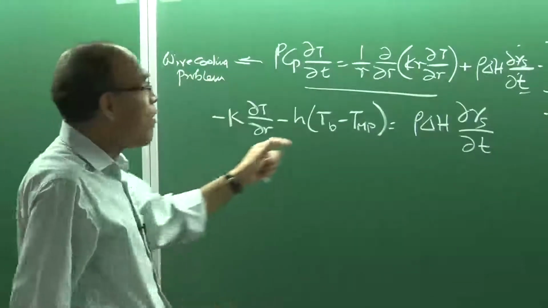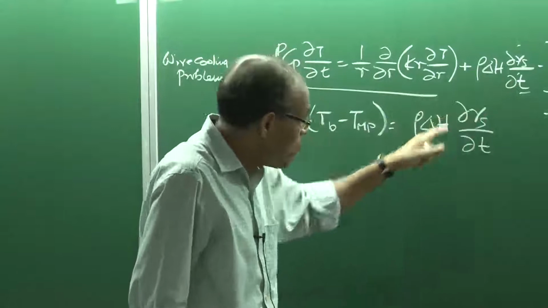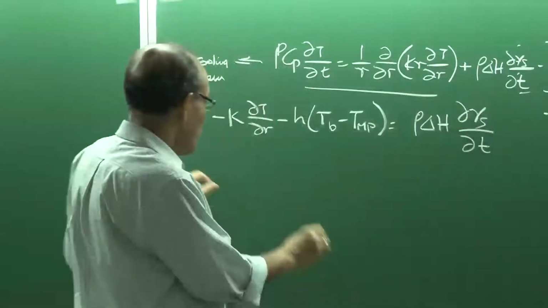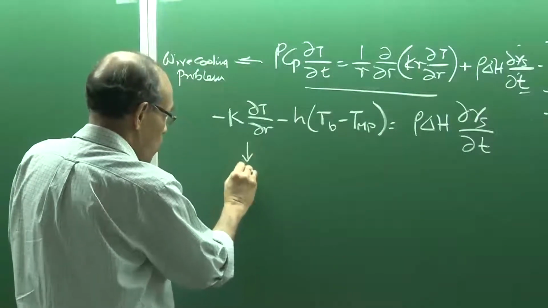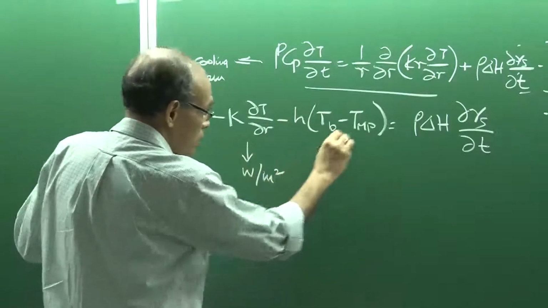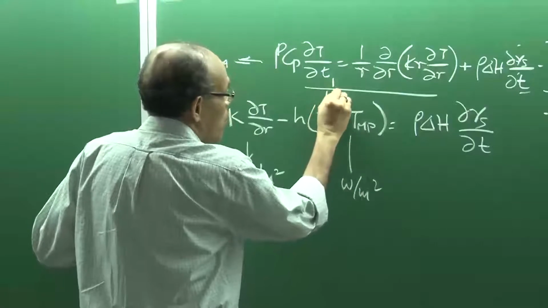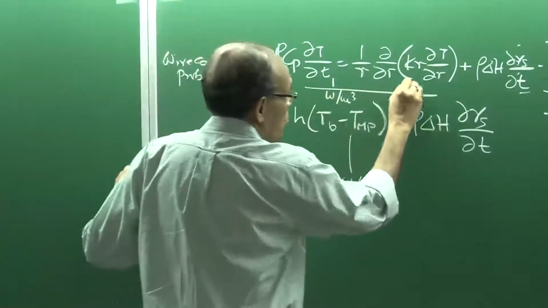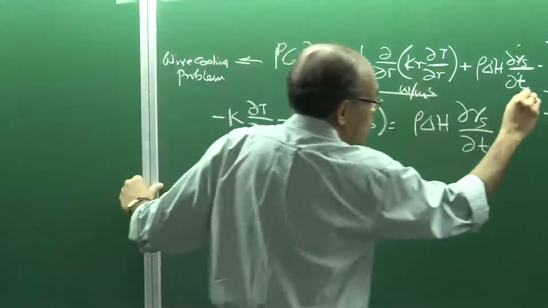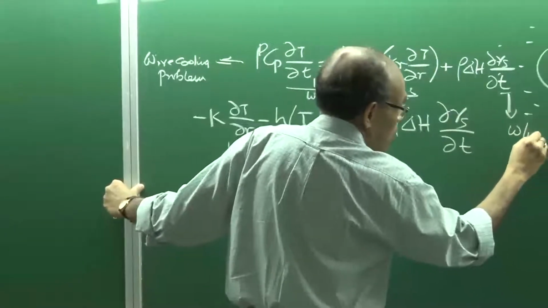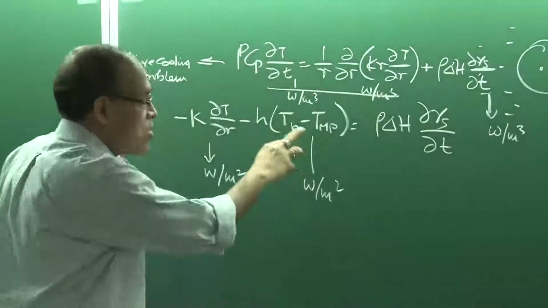And I inadvertently made a mistake by putting in this term here without realizing that these are all watt per meter square. This is also watt per meter square. On the other hand, these are all watt per meter cube. This is watt per meter cube. And this term has a dimension, if you check, of watt per meter cube. So this is not right actually.